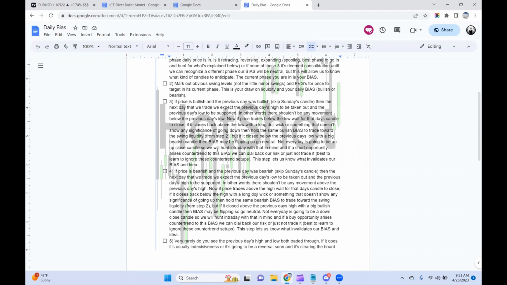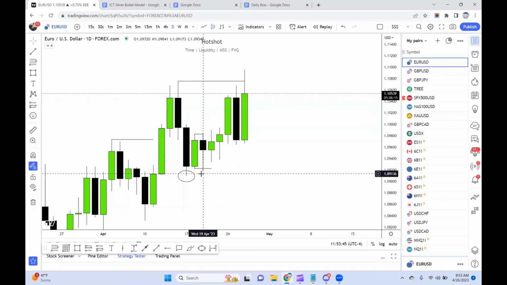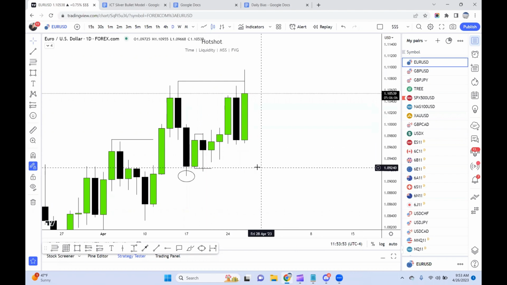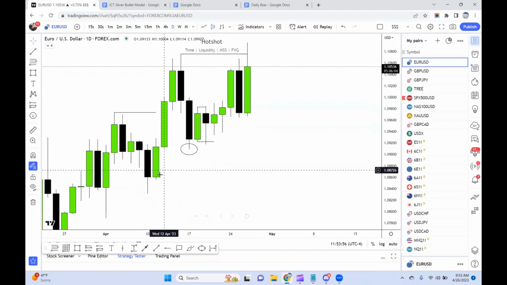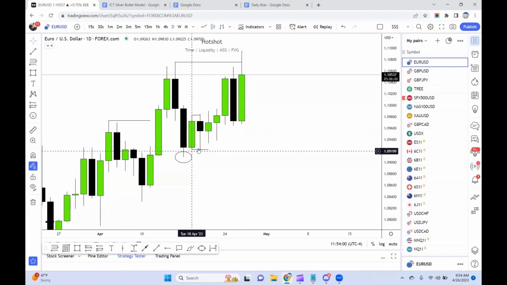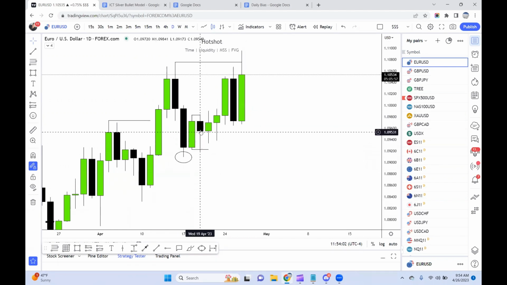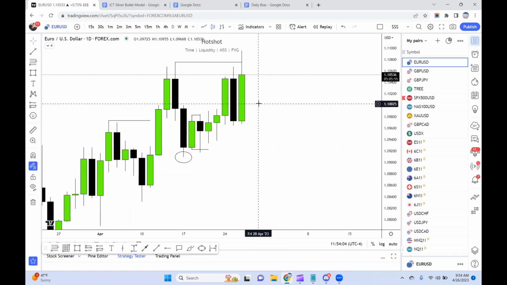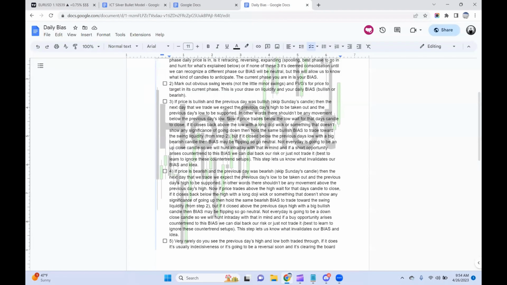You know, this step though actually lets us know what invalidates our bias and idea. So right now, our bias and idea of bullish is still holding due to the long doji wick. Now, if this candle would have closed down here along a big bearish candle, then bias could have been flipping. We could have possibly continued to see a little bit more down move, but you can see that it closed way up here. So bias is considered to continue to be bullish, right? And we're going to hold that.